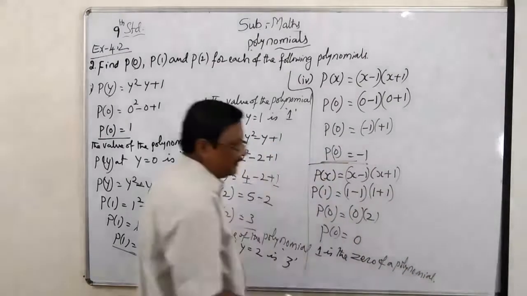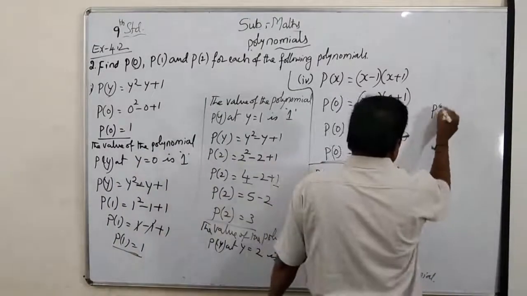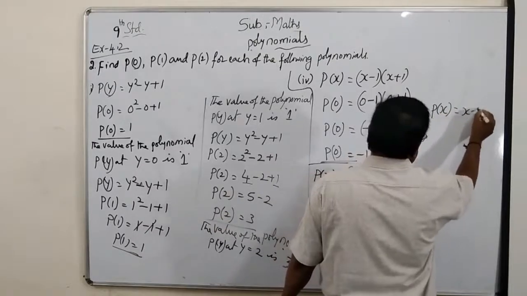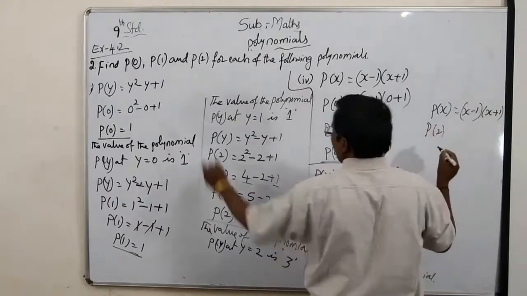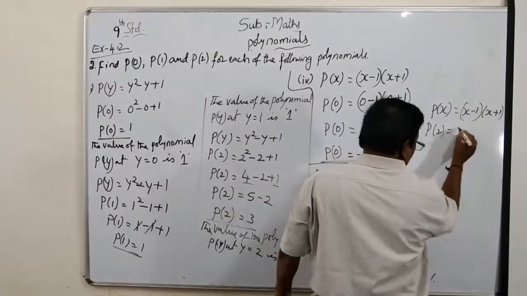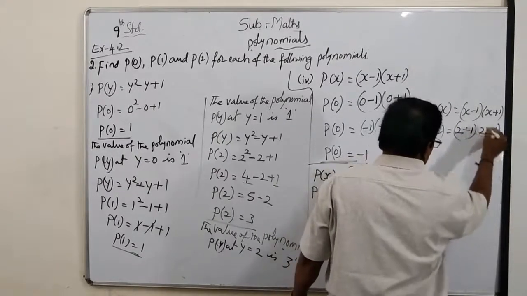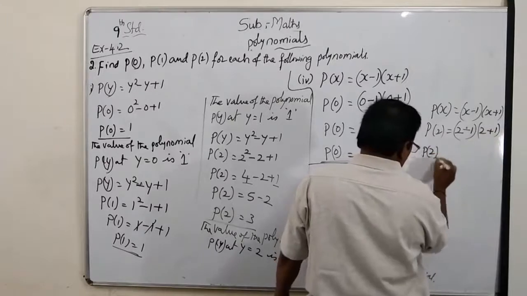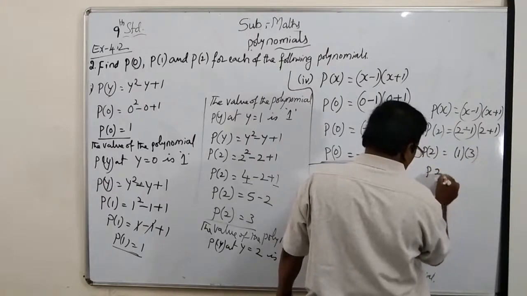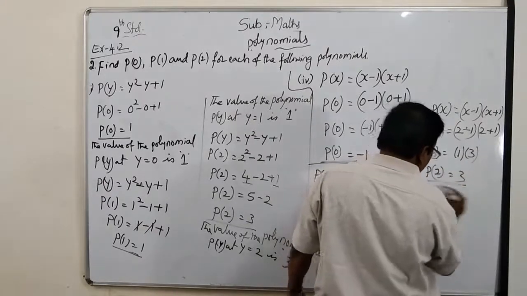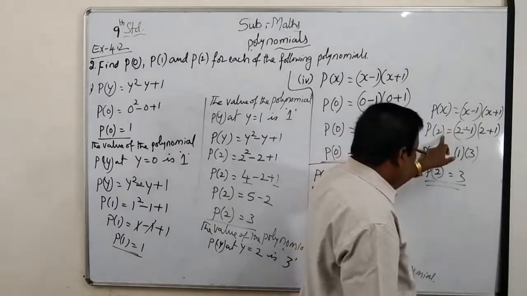This is 0 of a polynomial. Why? Because here it equates to 1. Next, the third one: p of x is equal to x minus 1 into x plus 1. Here p of 2 is equal to 2 minus 1 into 2 plus 1. Here 2 minus 1 is nothing but 1, and 2 plus 1 is nothing but 3. So p of 2 is equal to 3. The value of p of x at x is equal to 2 is 3.